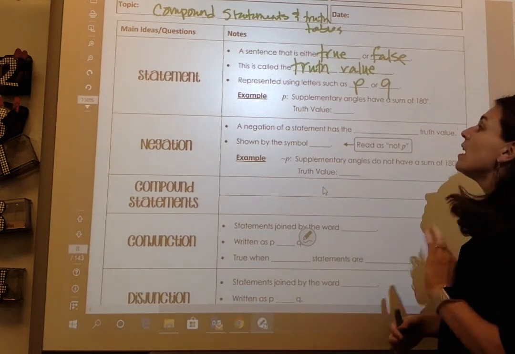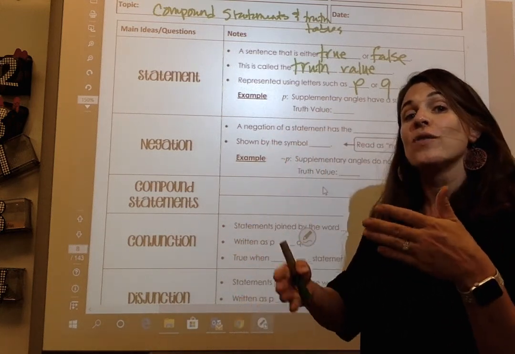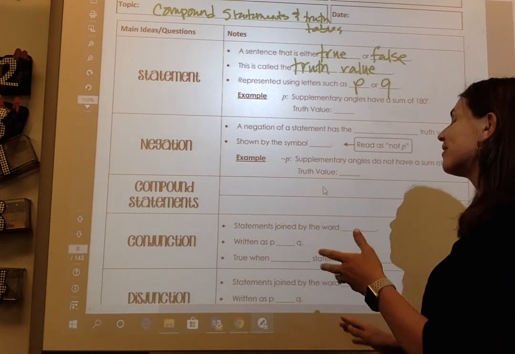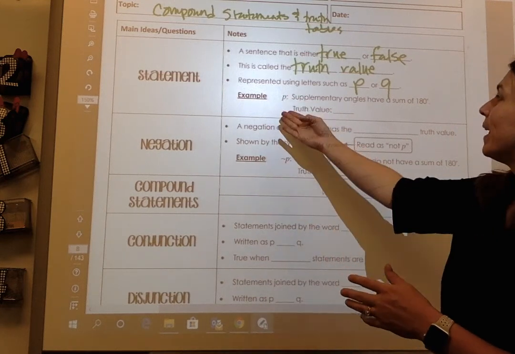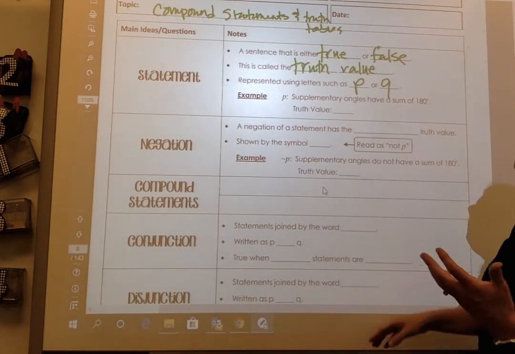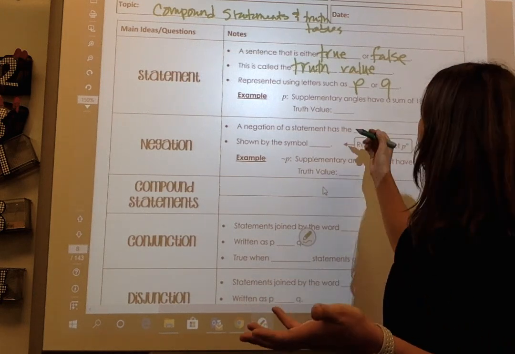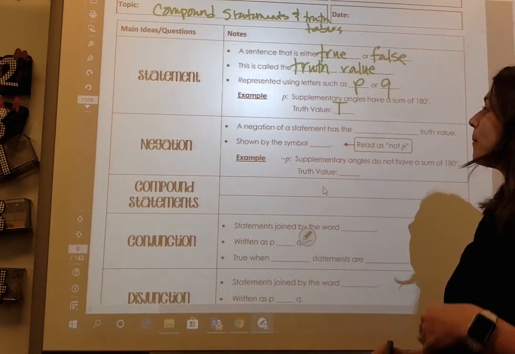In geometry, a lot of statements form P and Q. That's the beginning. So it's not just me making those up. You'll find that in all of geometry. So here's my example. P: Supplementary angles have a sum of 180. What's the truth value? Yeah, supplementary angles have a sum of 180, so my truth value is true, so I mark it with a T.